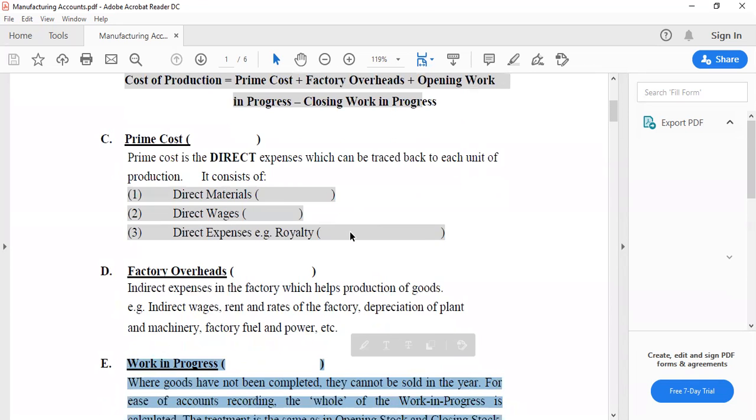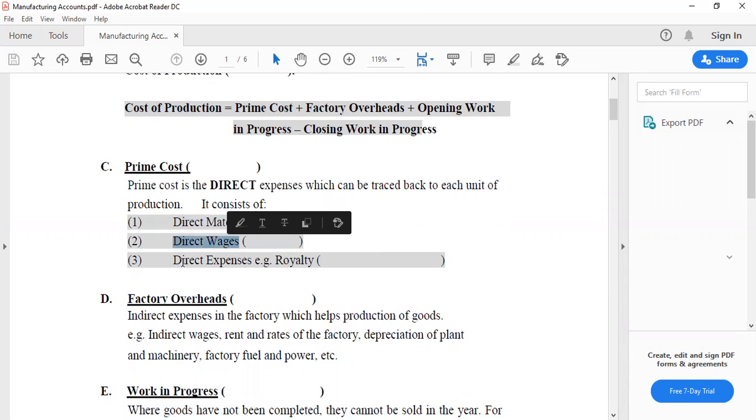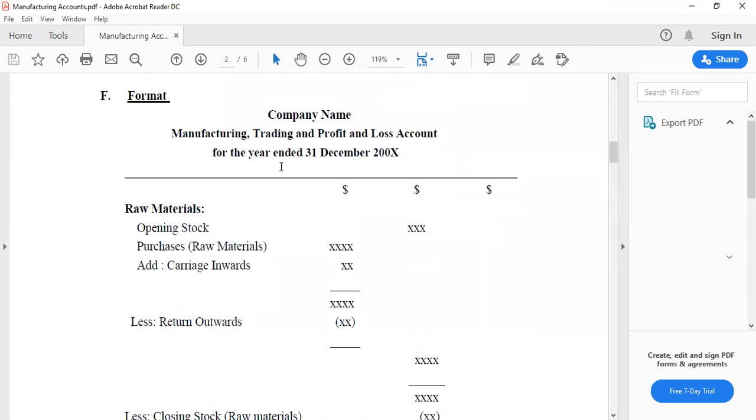So in summary, the cost of production will include the prime cost, or rather the direct costs that the business has incurred, which include the direct materials, the direct wages, and the direct expense, plus the factory overheads, which is the aggregate of indirect expenses, and then finally, the cost of work in progress. Okay? So that is a manufacturing account.